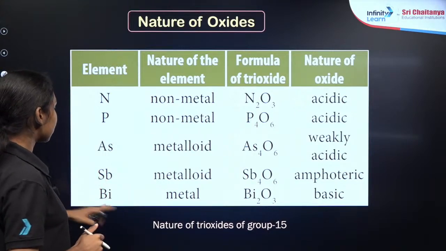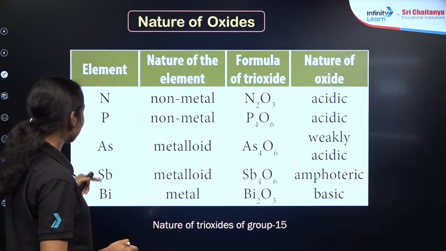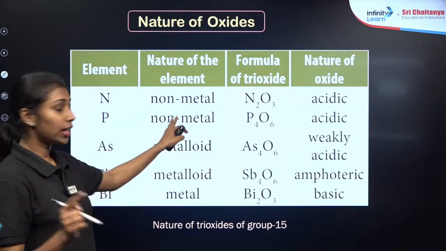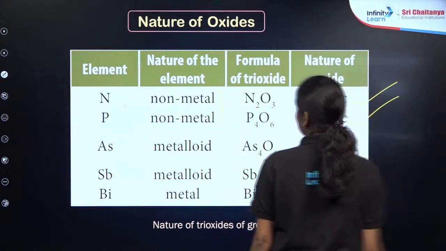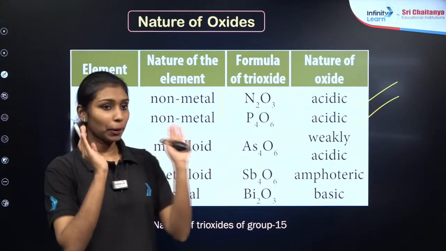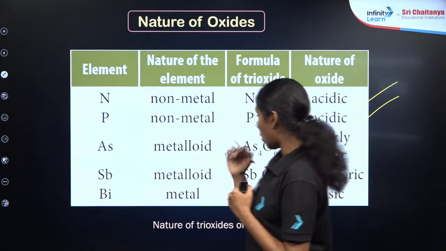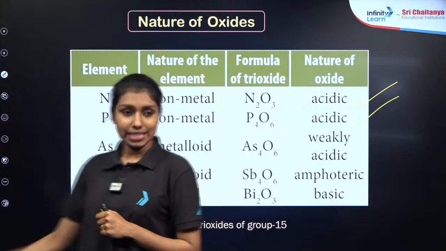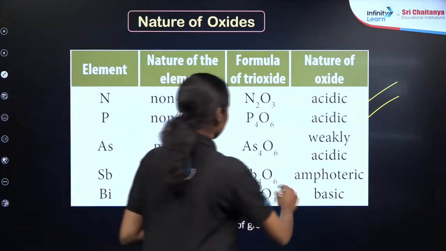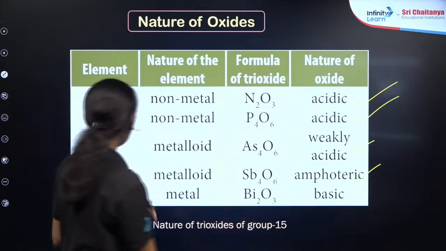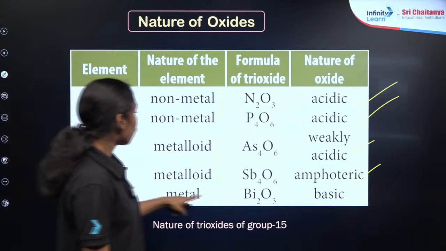Here is a table given for you. This is the nature of trioxides formed by group 15: nitrogen, phosphorus, arsenic, antimony and bismuth. Nitrogen is a non-metal. As I already mentioned, non-metals form acidic oxides, so N2O3 and P4O6 are examples of acidic oxides. Similarly, in the center of the periodic table, arsenic and antimony, which are metalloids, will form weakly acidic or amphoteric oxides. Then the last one, bismuth, is a metal belonging to the extreme left of the periodic table, so it will form the basic oxide.